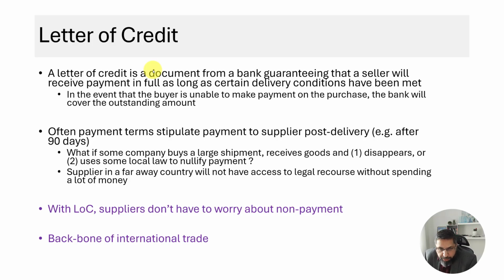Often, payment terms stipulate payment to the supplier post-delivery, e.g. after 90 days. So, in a letter of credit, suppliers don't have to worry about non-payment, because there's a bank in each country that's involved. There's a bank on the supplier side, there's a bank on the buyer side in the buyer's country, and if the buyer refuses to pay, the bank in the buyer's country will pay the bank in the supplier's country, and the supplier will still get paid. The bank would have borne the risk, and they would deal with their customer, the buyer.